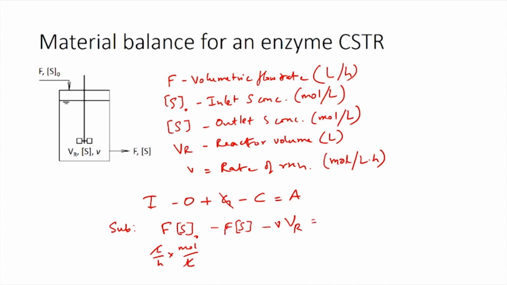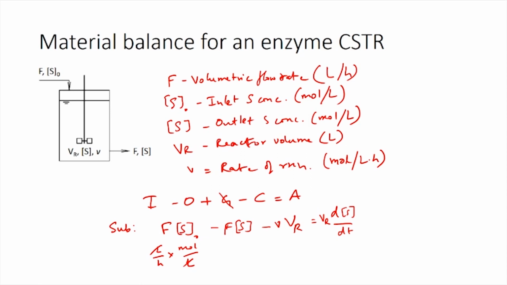This would be equal to the accumulation, which would be dS/dt, rate of change of substrate concentration, times Vr, which would again be the volume, giving us the rate of change of substrate amount with respect to time.